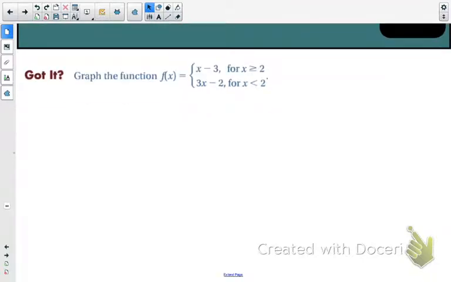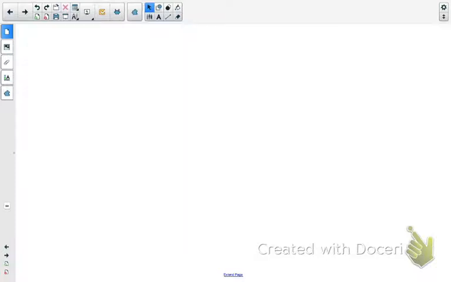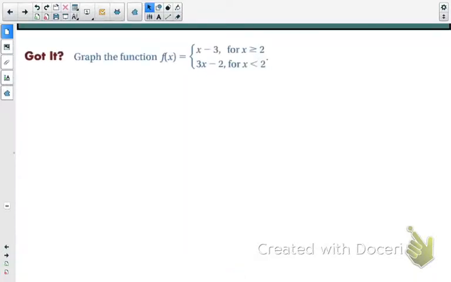Okay, I'm going to let you go ahead and try this. Now your boundary point has changed. It's now at 2. So remember, you're going to start by graphing that. Okay, so go ahead and try this. Pause it. And 3, 2, 1, pause.